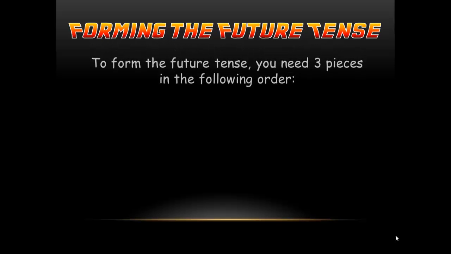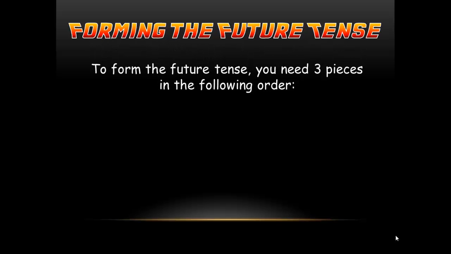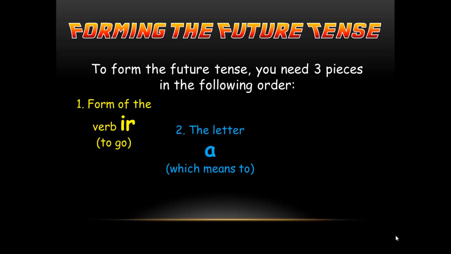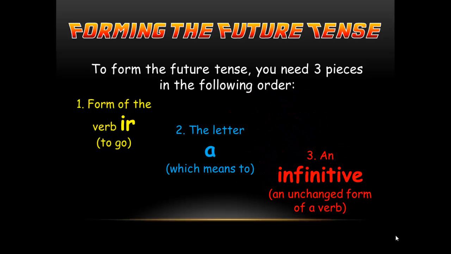When you form the simple future, you need three pieces in a very specific order. The first piece is a form of the verb ir, which is to go. The second piece is the letter a, which means to. And the last piece is an infinitive, which is the unchanged form of a verb.